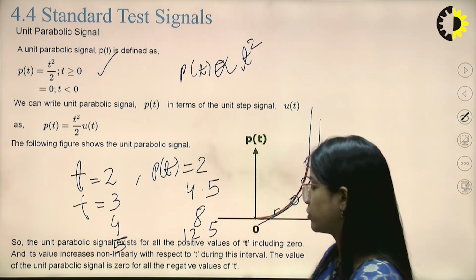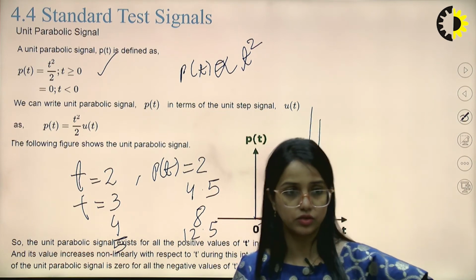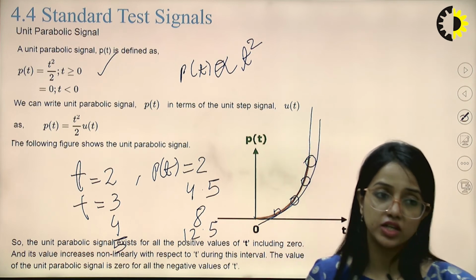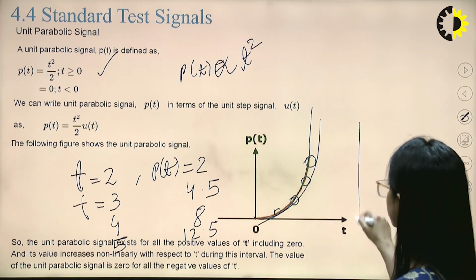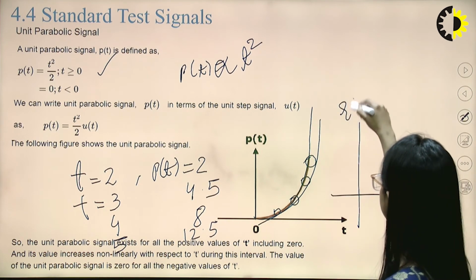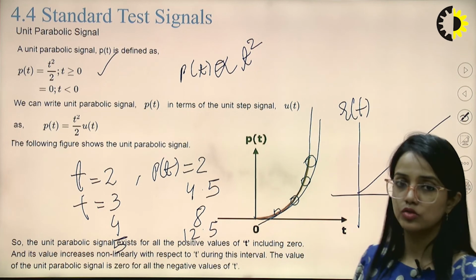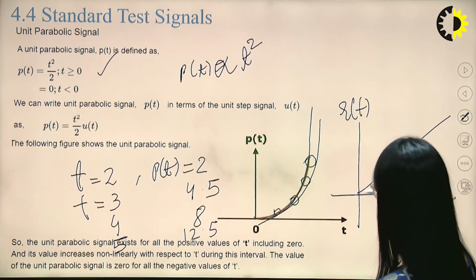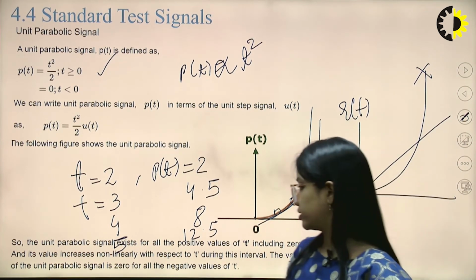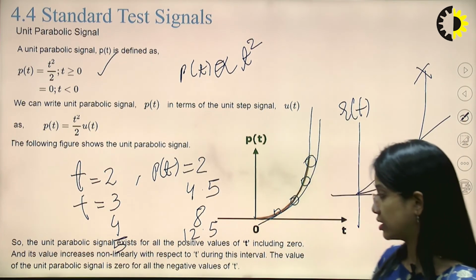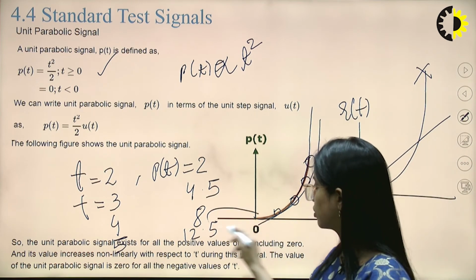So the unit parabolic signal exists for all the positive values of t including 0, and its value increases non-linearly. Why are we calling it non-linearly? Because in case of ramp, the value was increasing linearly. So here it's like this. It is not linear. The value of the unit parabolic signal is 0 for all the negative values of t. Of course, it is evident from the curve here.